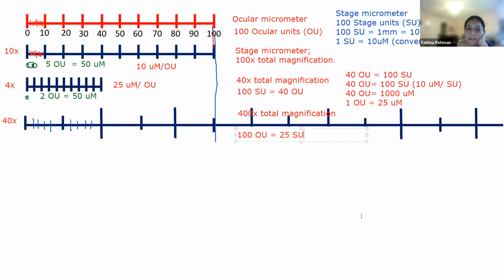What is the calibration under the 40x objective lens? Because this right here is 10, and then another 10, and then 1, 2, 3, 4, 5. So these lines that I had were at 5, right? That's why I showed you this first set. So 1, 2, 3, 4, 5, 10, 25. So 25 stage units are equal to the entire length of the micrometer up here.